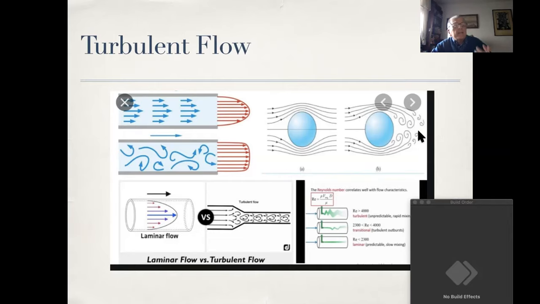And every flow of a viscous liquid is characterized by the average velocity, a typical length, and the viscosity coefficient.